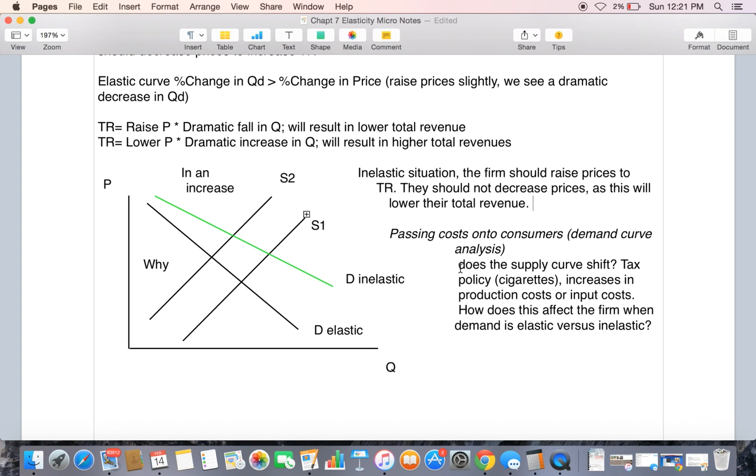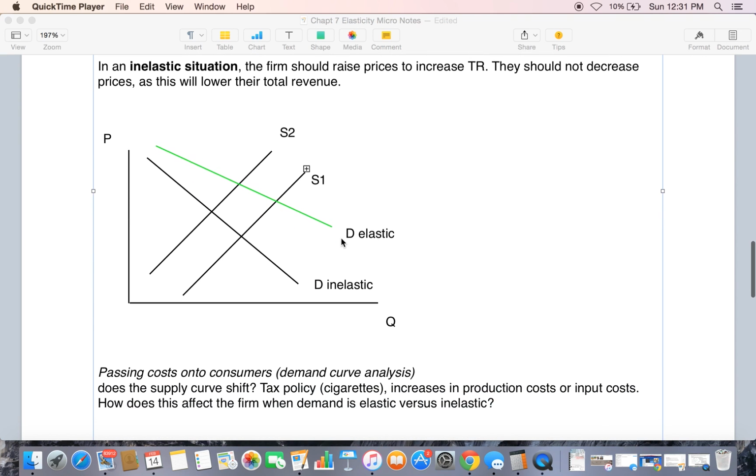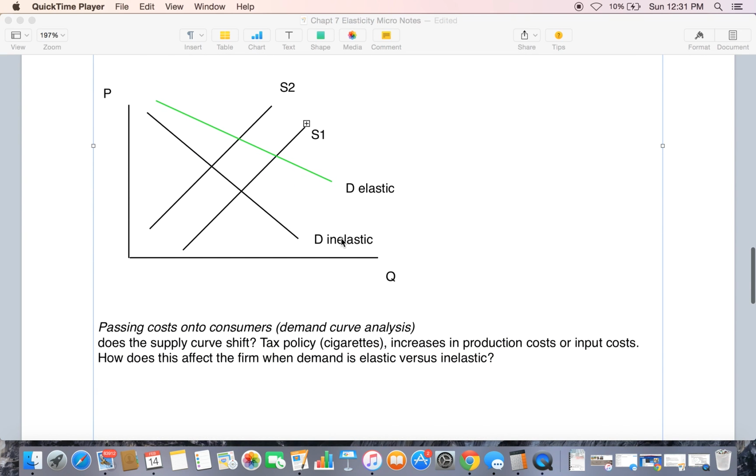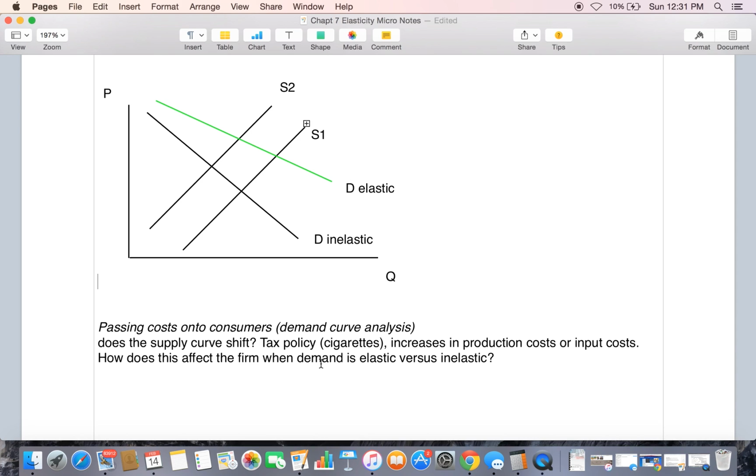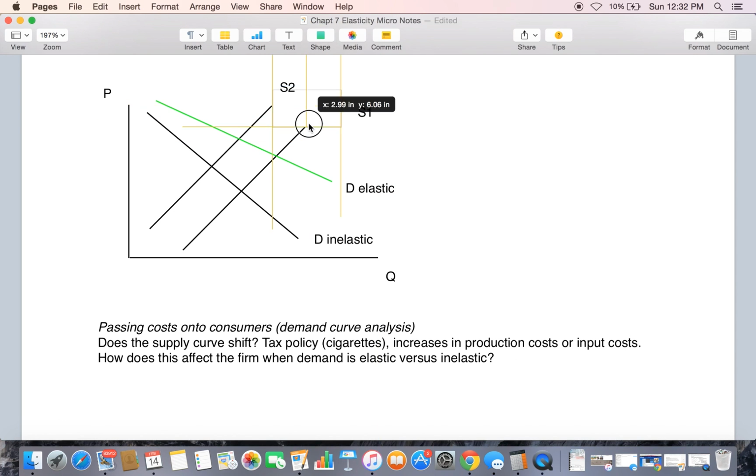And lastly, firms can also pass some costs on to consumers. So how does this work? Why would costs need to be passed on to consumers? The example we're going to look at deals with shifting the supply curve. We know that the supply curve can shift for a couple of reasons. The reasons we're going to talk about are an increase in taxes or an increase in production or input costs. So when the production or input costs or taxes change, this can shift the supply curve.